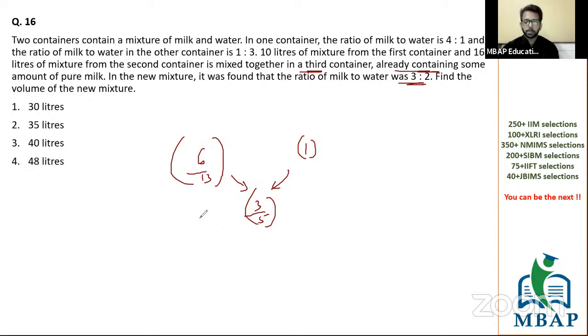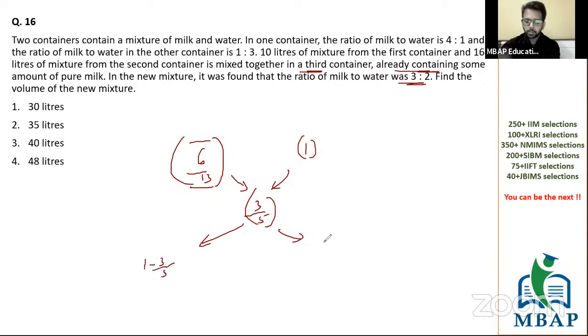Now the question is only this much. After mixing the two mixtures, I got the concentration of 6/13. There's already some pure milk, which has a concentration of 1. After mixing them, the concentration is becoming 3/5. So in what proportion the values have been mixed is the question of volume which I have to find. So the proportion here would be how much?